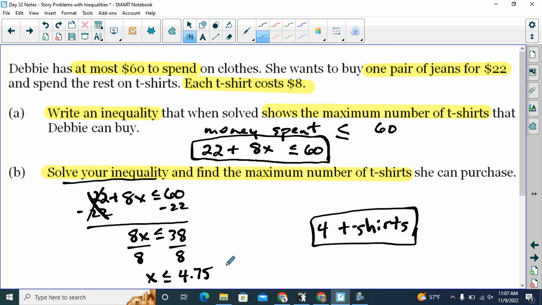So I realize usually when we get 4.75 and it tells us to round to the nearest whole number, it's 5. But we want to use it in context of this inequality. We need the number of t-shirts to be less than or equal to 4.75. The biggest number that's less than or equal to 4.75. The biggest integer that's less than or equal to 4.75 is 4.